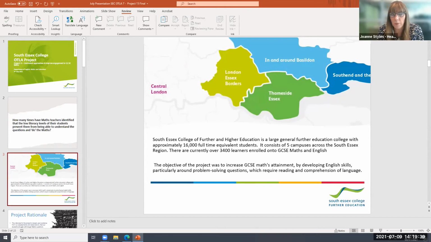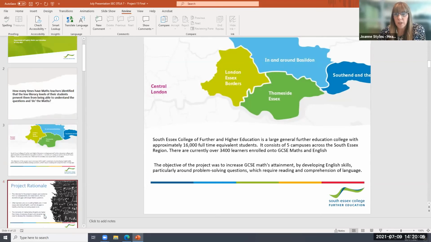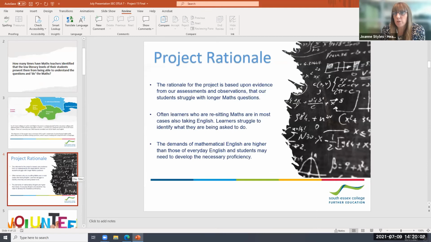So normally we have about 300 more on our maths programme than our English programme, and all of our learners tend to do GCSE on study programmes. So if they're on a GCSE maths, they're quite often also studying a GCSE English as well. So the objective of our project was around the GCSE maths attainment, but developing English skills, particularly around the problem solving questions.